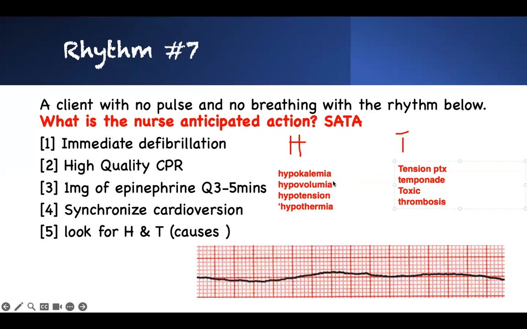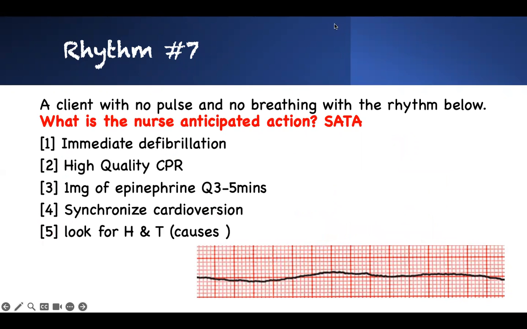Is the patient hypovolemic? Does the patient have hypokalemia? Does the patient have hypertension? Are they cold? Or do they have tension in the thorax? Or do they have tamponade? Or any toxic medication, any PE? That's PE under thrombosis. That's what is causing it. So you look for H and T. Therefore, this is our answer. And this is asystole, and never shock this. So no defibrillation and no cardioversion.